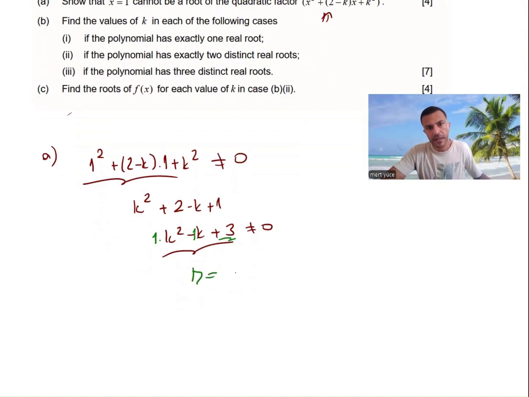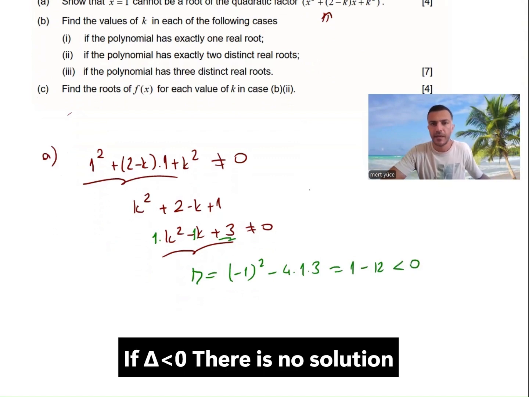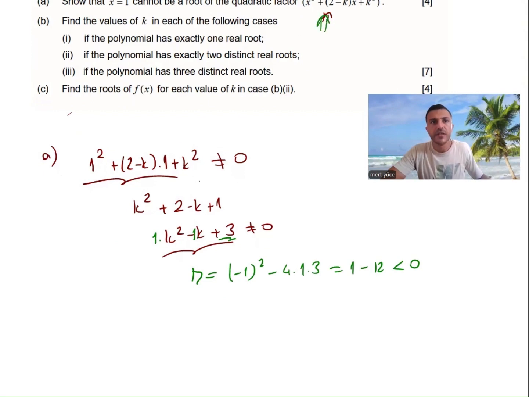The discriminant here, minus 1 squared, minus 4 times 1 times 3, which is 1 minus 12, less than 0, right? It means when we substitute 1 into this expression here, there is no solution, and x equal 1 cannot be root for the quadratic factor here.